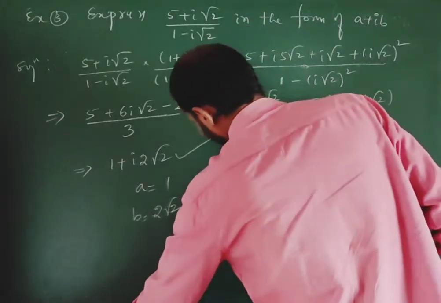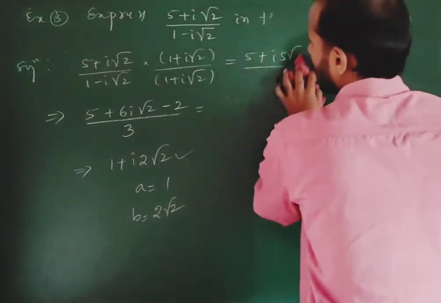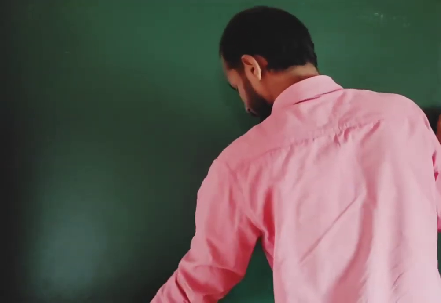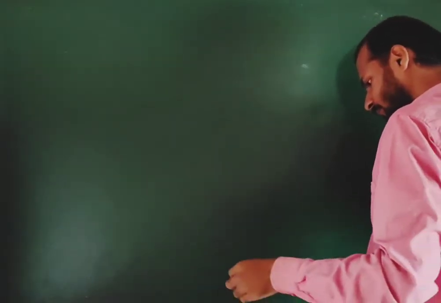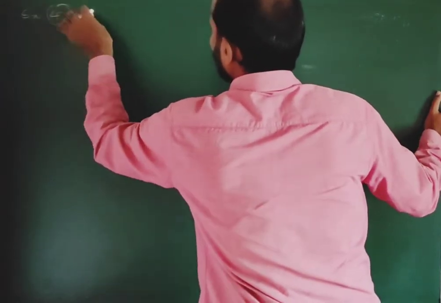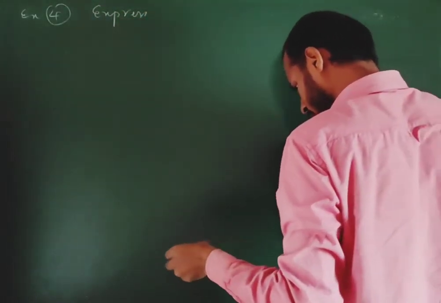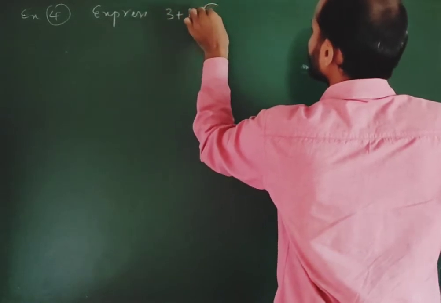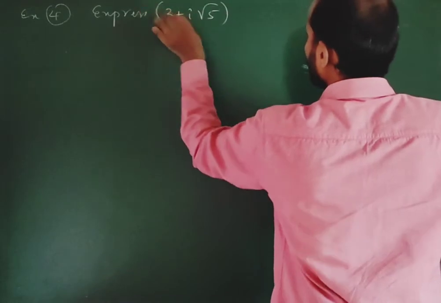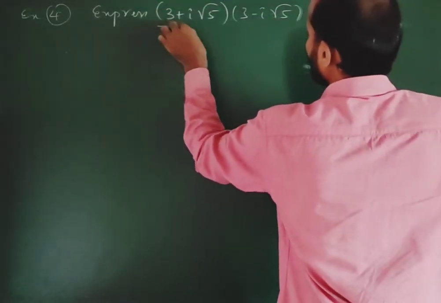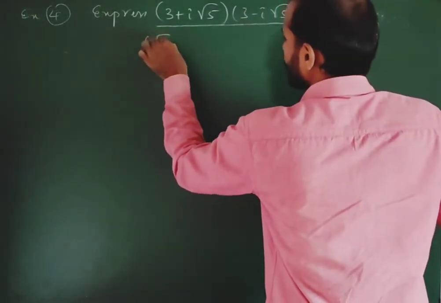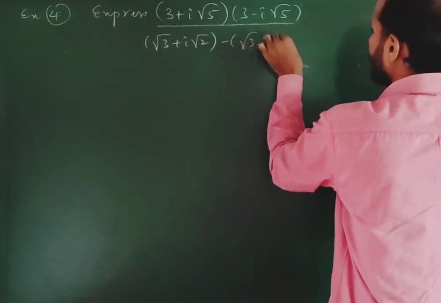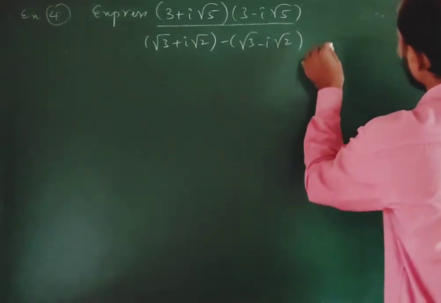Next example. Example number 4. Express the following: 3 plus i root 5 into 3 minus i root 5, divided by root 3 plus i root 2 minus root 3 minus i root 2, right? In the form of a plus ib.